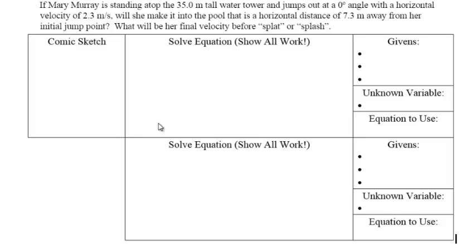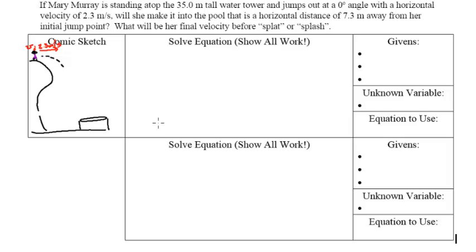Okay, well, this is a pretty complex problem, so I'm going to draw a water tower here. And I'm going to draw a pool. Okay, and let's put Mary in a purple dress. Mary leaves the water tower with a horizontal initial velocity of 2.3 meters per second. The question is, is she going to make it to the pool or not?